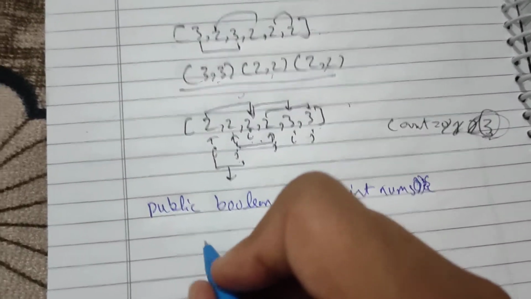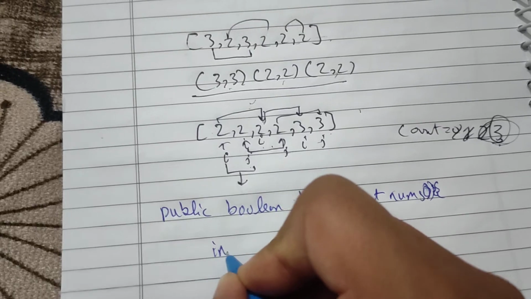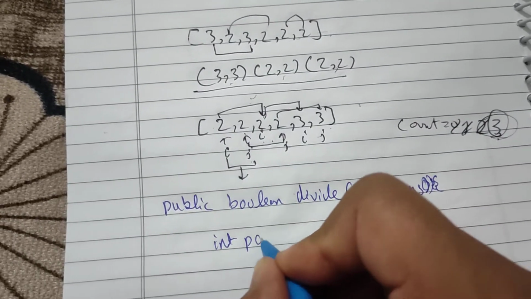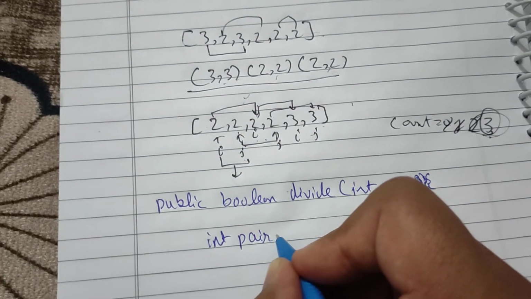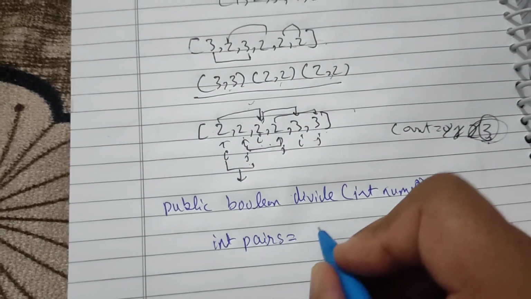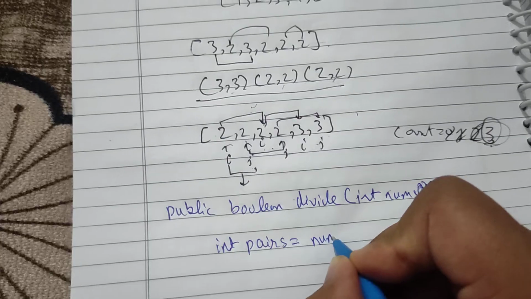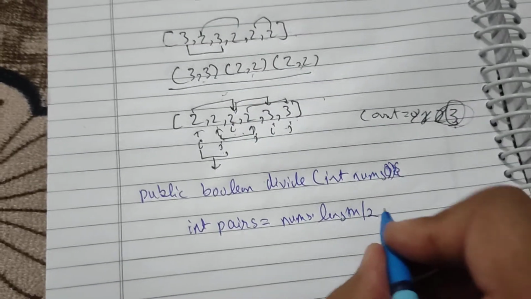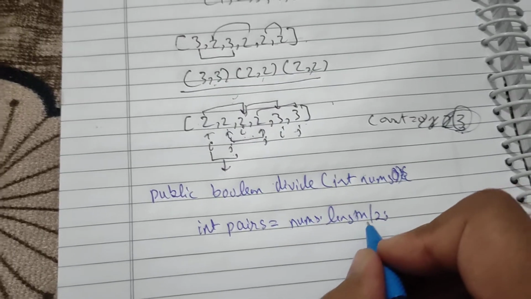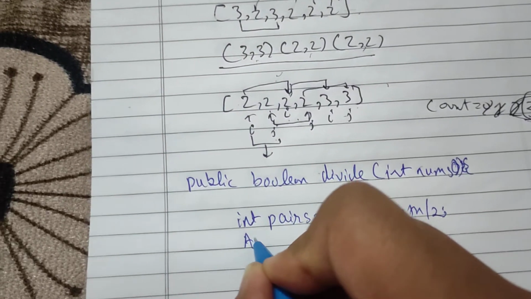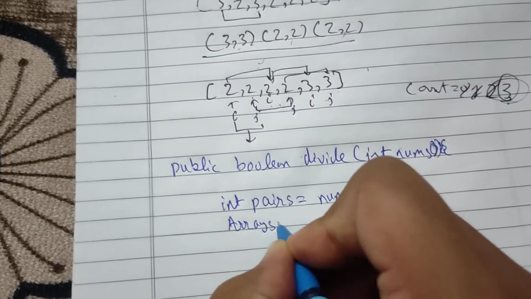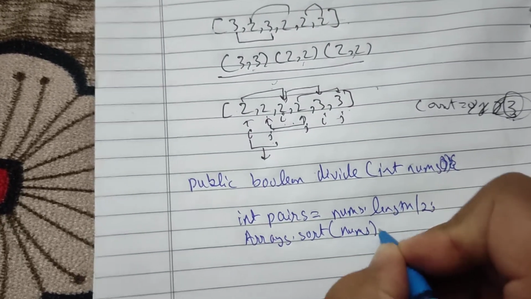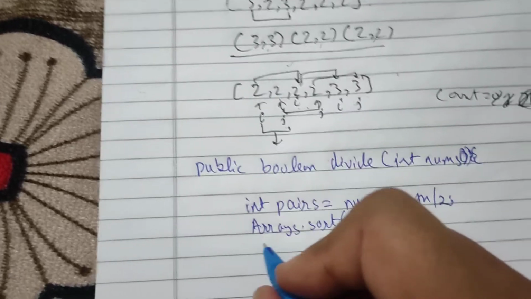First of all, my job is to get the pairs. So I will get its pair. How will I get it? I will say int pairs equals, I will have one pair variable, and I will simply divide nums dot length by 2. As simple as that. Then I will simply sort my array, so I will say Arrays dot sort nums.